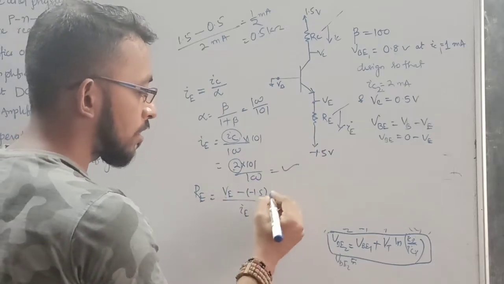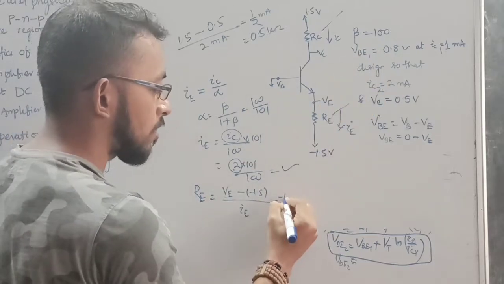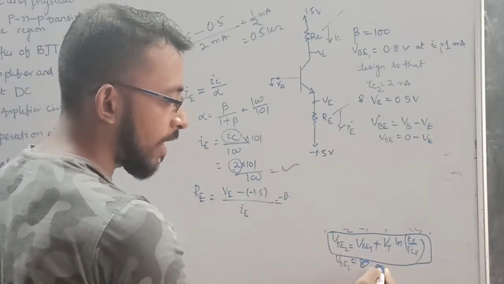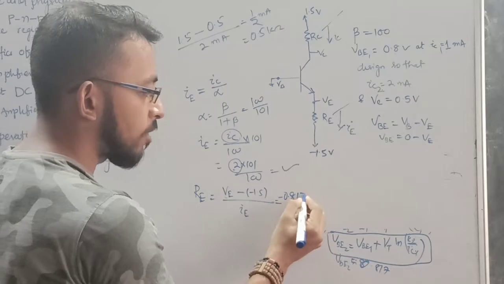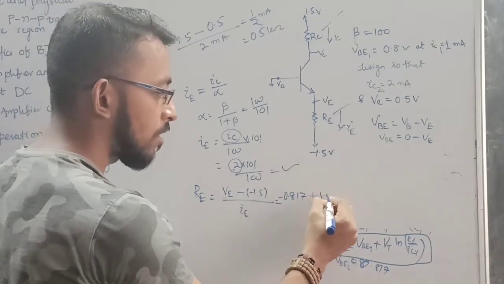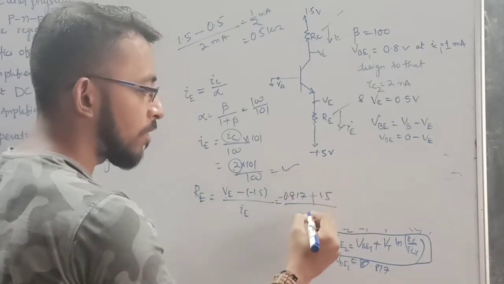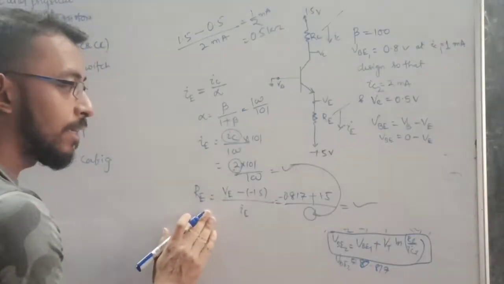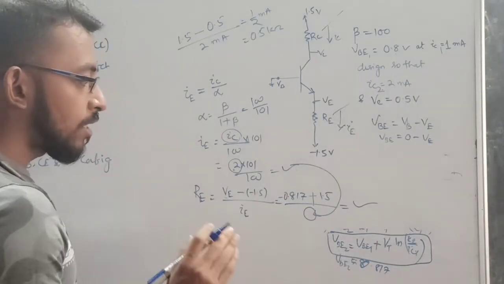Okay. So this is nothing but VE, which is nothing but minus 0. Some value that you will get. Let's take this as 0.817. So 0.817 minus 0.817. Then this minus will become plus 1.5 upon the IE value that we found from here. So from here you can get the value of RE. Okay. Is it clear or not?